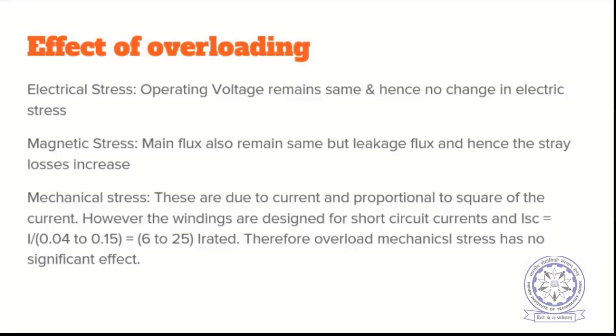Of course some dip will be there, but if you neglect that dip, there is no huge change in the electric field. Okay, so electric field is not going to increase at any part inside the transformer. Therefore, there is no change in electric stress. So a rise in electrical stress will not occur due to overloading. Then let us go to magnetic stress. What will happen to magnetic stress?